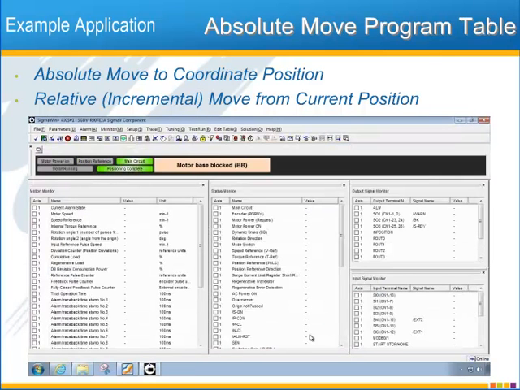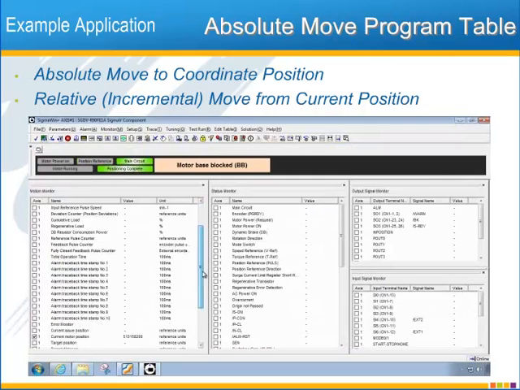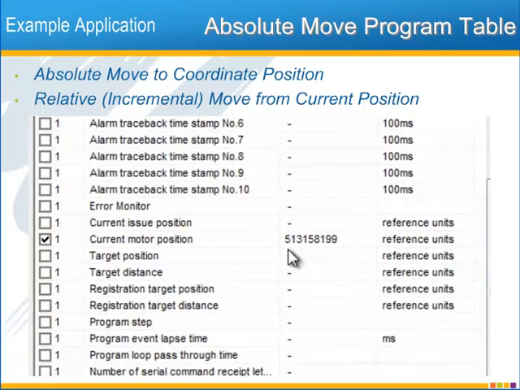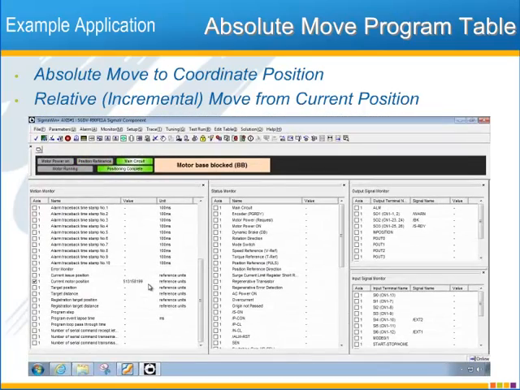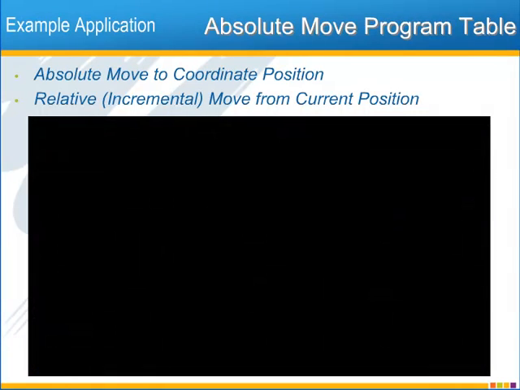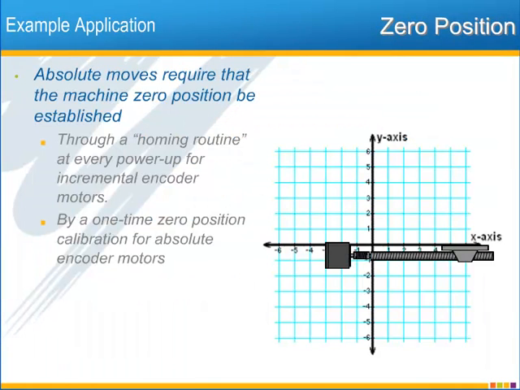And now after I cycled power, I can see down here what my position is. An incremental encoder after you cycle power will be at position 0, and you may then need to home it to be sure that it truly is at position 0. I'm not at position 0 because I have the absolute encoder motor, which retains the position during a power cycle. So either way, you have to establish the 0 position before you use an absolute move.